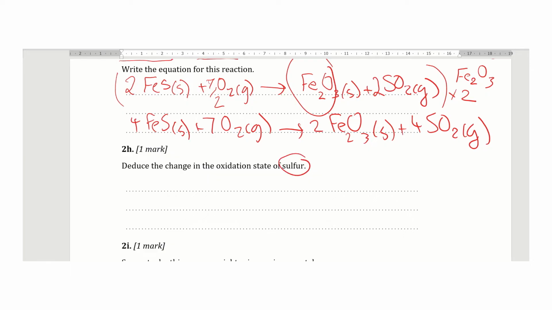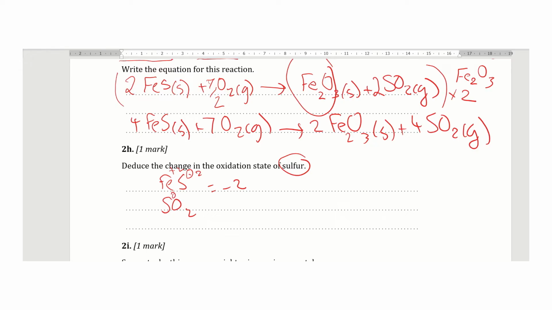So first of all, we had FeS, and then we ended up with SO2. So I need to figure out what the oxidation state of sulfur is here and what the oxidation state of sulfur is here. This one is easy because iron is +2 and sulfur here is -2. For this one, it's a bit trickier, so you need to remember that the addition of all of the charges must equal the overall charge of the molecule. Now, I know here I have no charge, so it must equal 0.